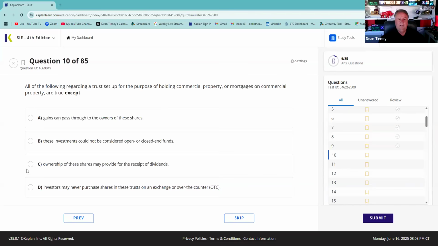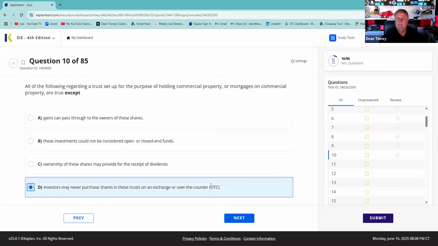Well, these are called real estate investment trusts, right? And so A is true. They're going to have to pass through at least 90% of their net investment income. These investments could be considered open-end, where they're issuing new shares, or closed-end. Ownership of these shares may provide for the receipt of dividends. Investors may never purchase shares in a REIT in the secondary market. That is not true. Some REITs do trade.